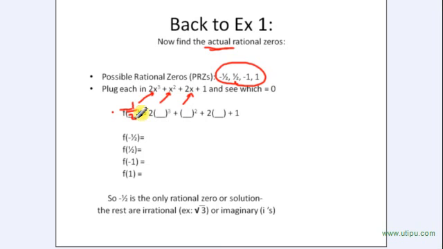Now I plug that in everywhere I have an x. So 2 parentheses negative 1/2, raise that to the 3rd power, plus parentheses negative 1/2 squared plus 2 times negative 1/2 plus 1. Now, when you plug this in your calculator, it's going to be important to put parentheses around whatever number you're plugging in if it is negative. If it's positive, it shouldn't make a difference, but if it's negative, we do know that a negative squared equals a positive number, so our calculator needs to know that we are squaring that entire negative.